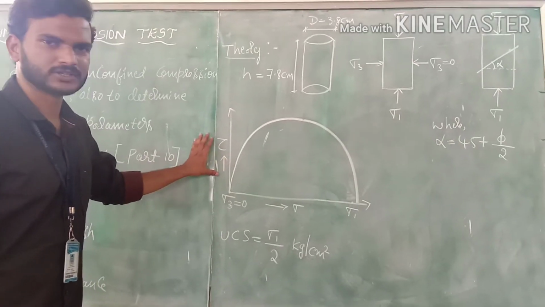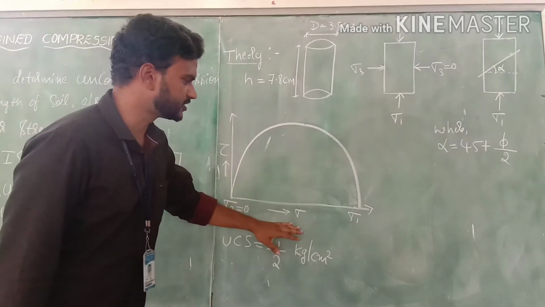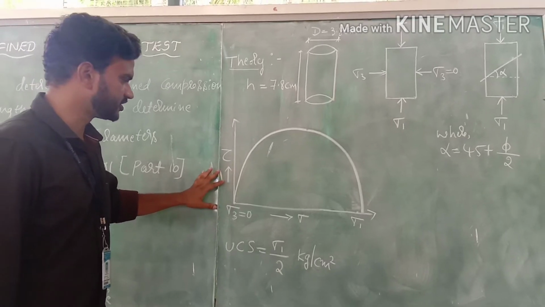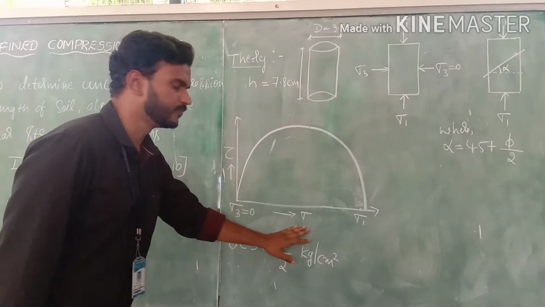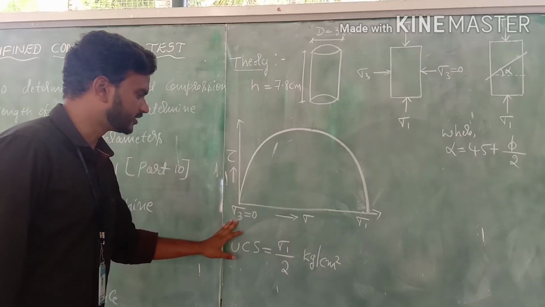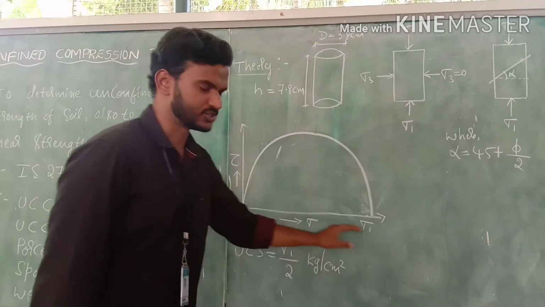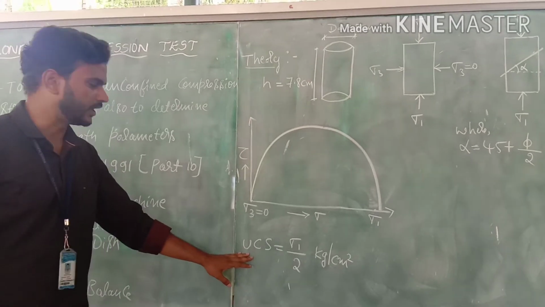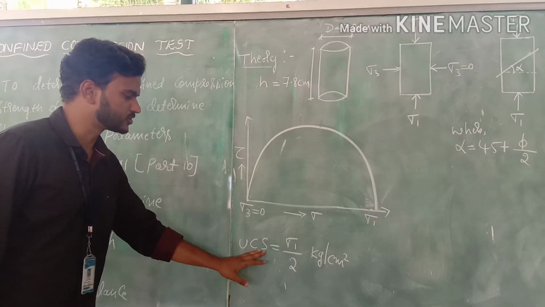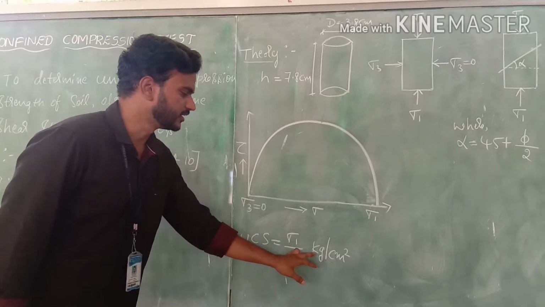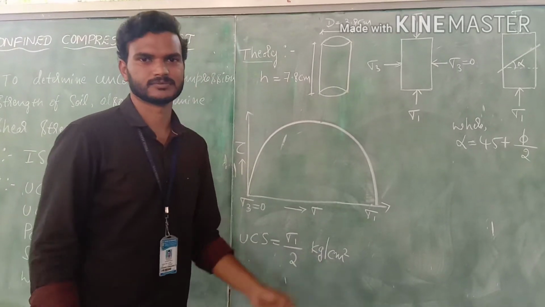Finally, we have to plot the shear stress versus normal stress graph. In this figure, the y-axis indicates the shear stress and the x-axis indicates the normal stress. Here, sigma 3 is equal to 0 and sigma 1 is the maximum axial stress. Finally, we have to find the unconfined compressive strength of the soil, which is equal to sigma 1 by 2. It is in kg per centimeter square.